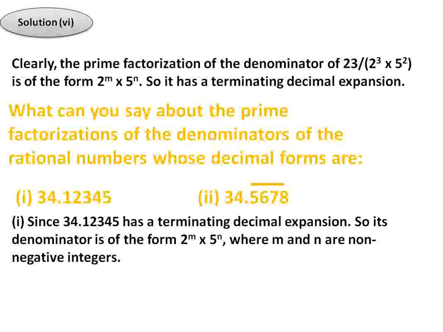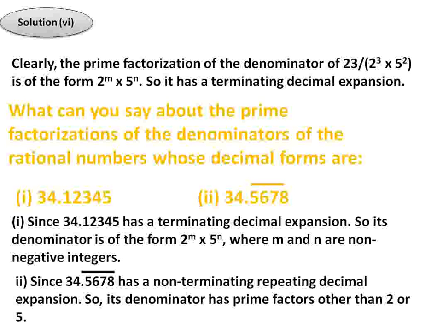Since 34.12345 has a terminating decimal expansion, this means its denominator is of the form 2 to the power of m into 5 to the power of n, where m and n are non-negative integers. And since 34.5678 bar has a non-terminating repeating decimal expansion, this means the denominator has prime factors other than 2 and 5.